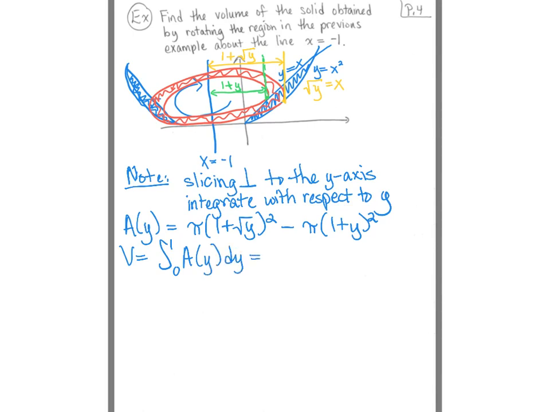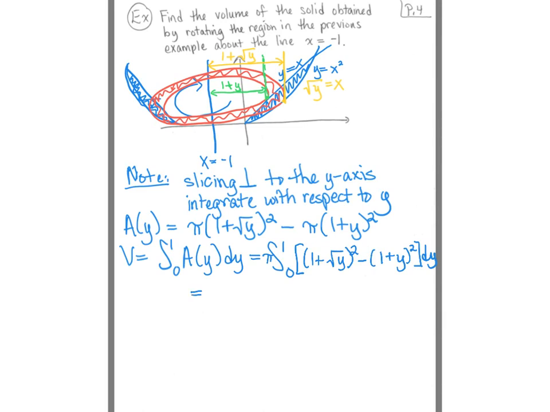And you don't have to take that initial step. You can just jump right to this one if you prefer. So they both will have a pi in common. So let's just go ahead and pull that out. Put that there. So pi times the integral from 0 to 1 of 1 plus the square root of y squared minus 1 plus y, quantity squared, dy. Expand this using the FOIL method.